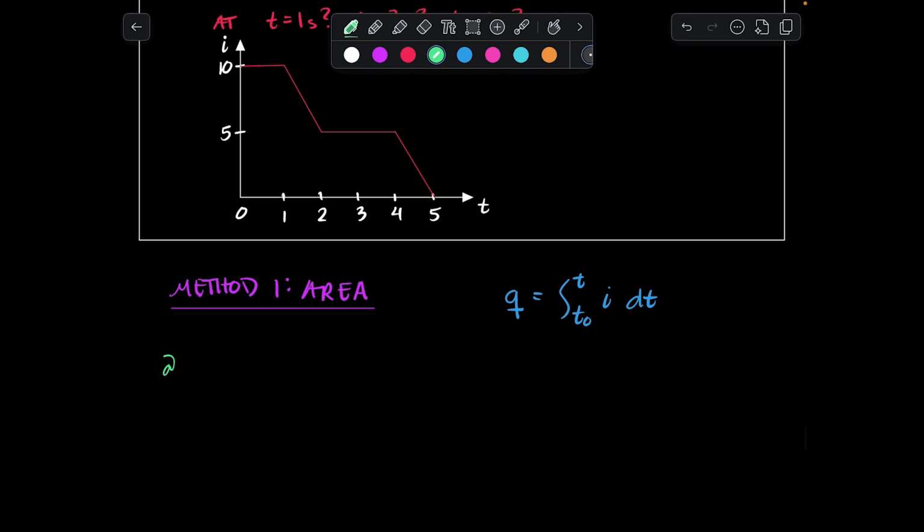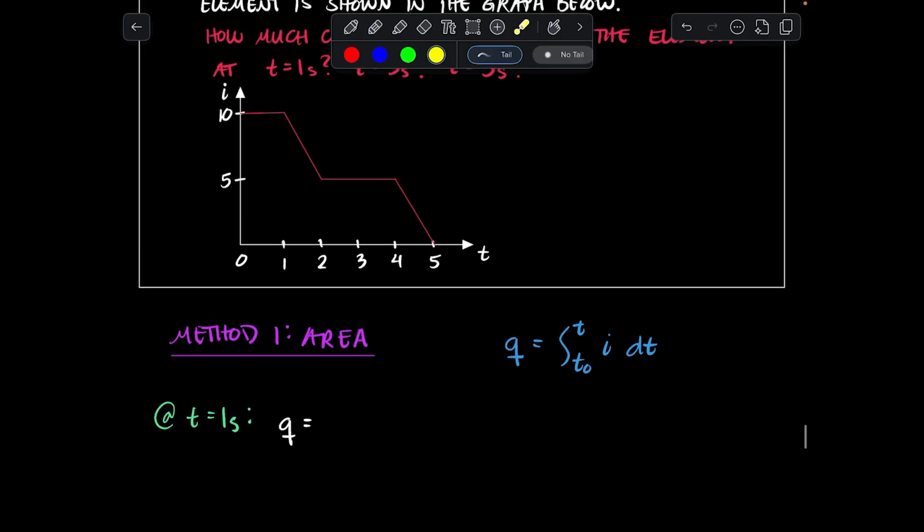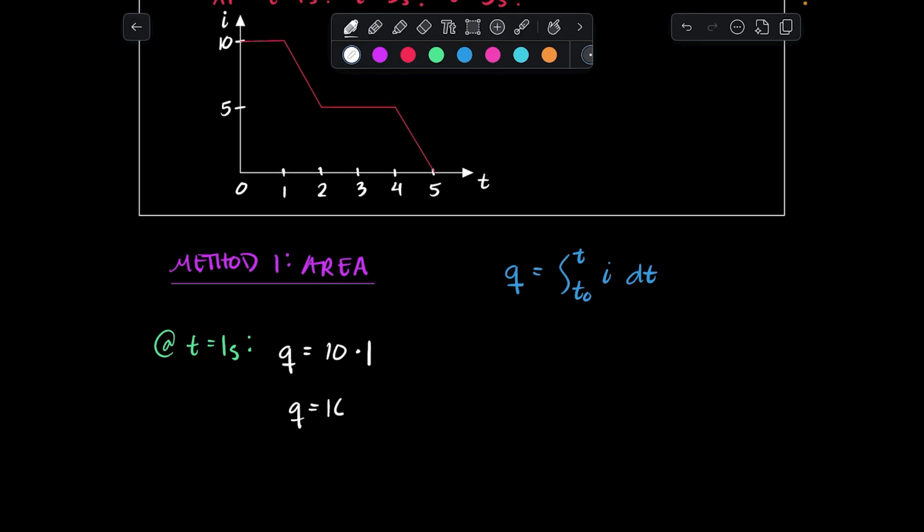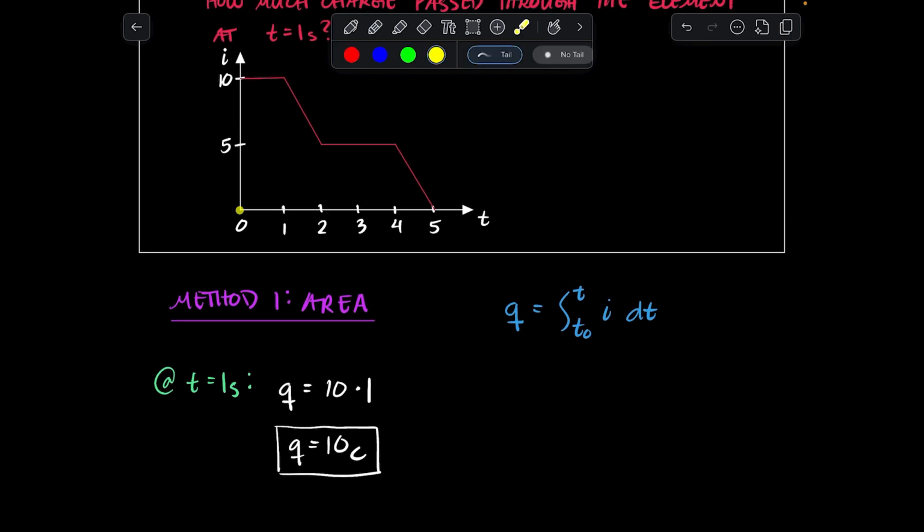And so when t is equal to 1 second, Q is going to be equivalent to this area of this rectangle with a length of 10 and a width of 1. So it's just 10 times 1, which gives us 10 coulombs of charge that has flowed through this element between a time period of 0 and 1 second.